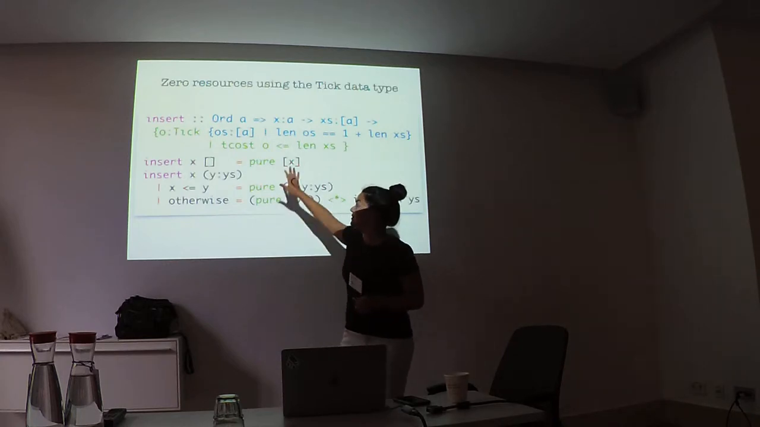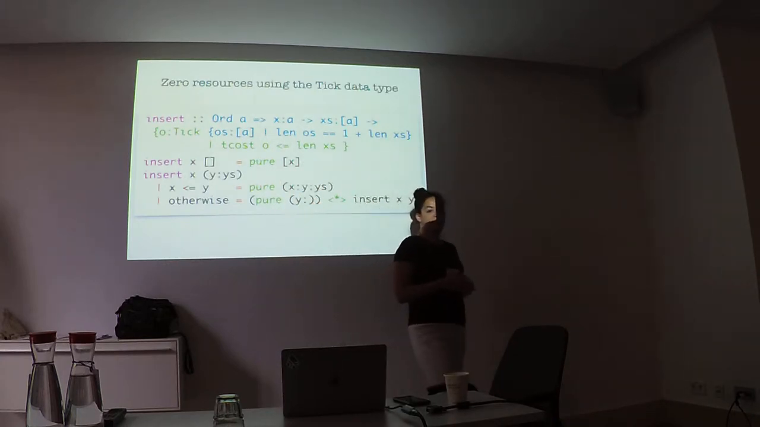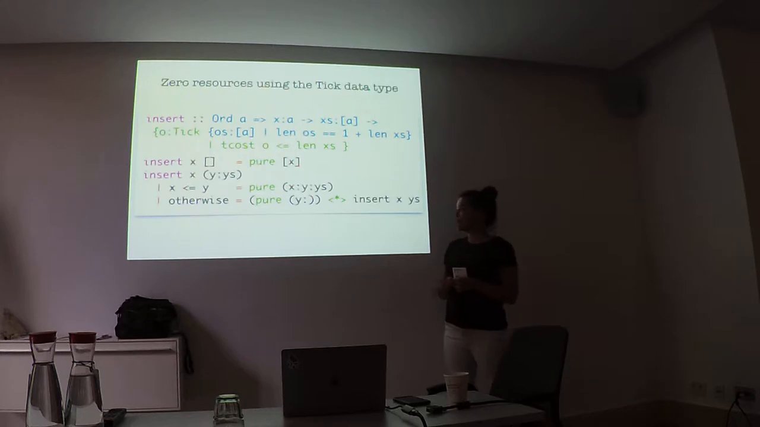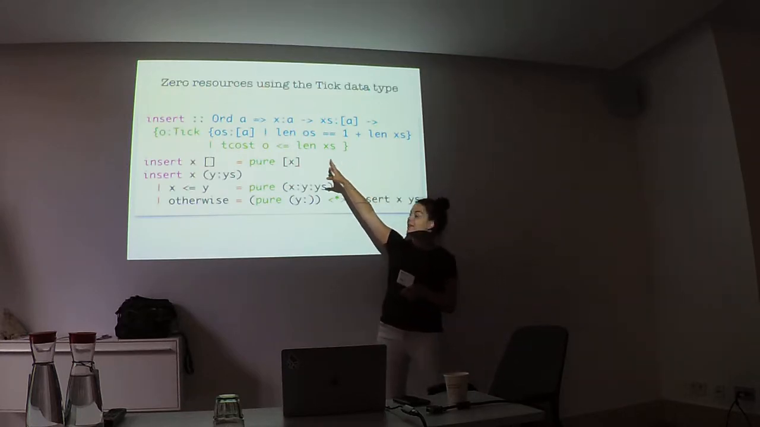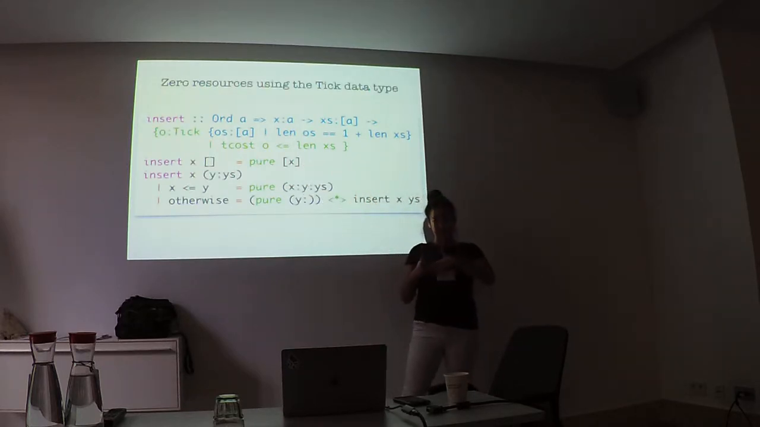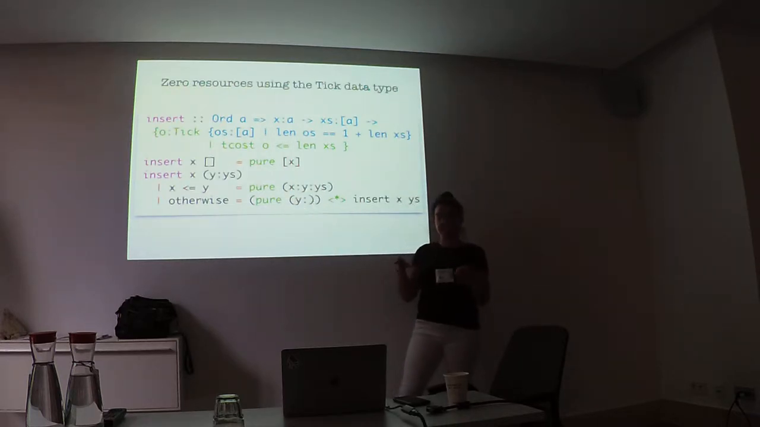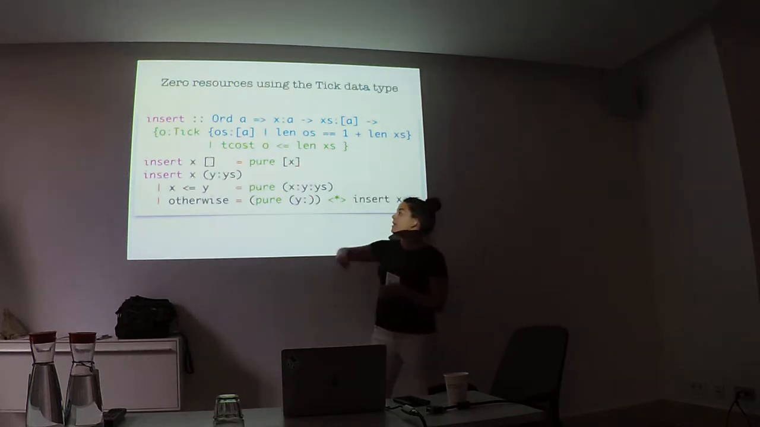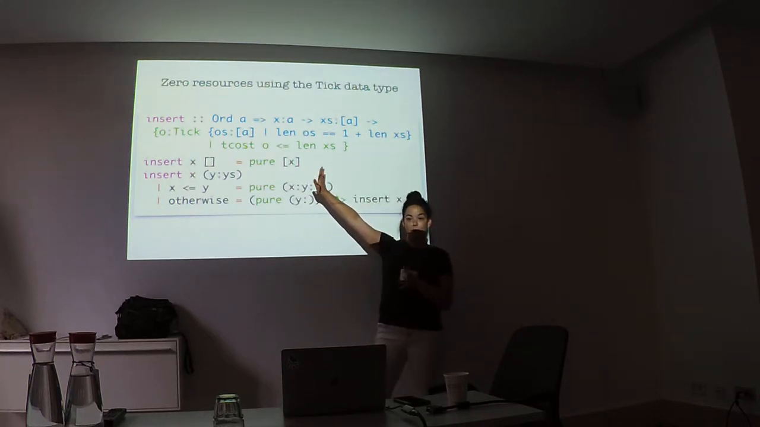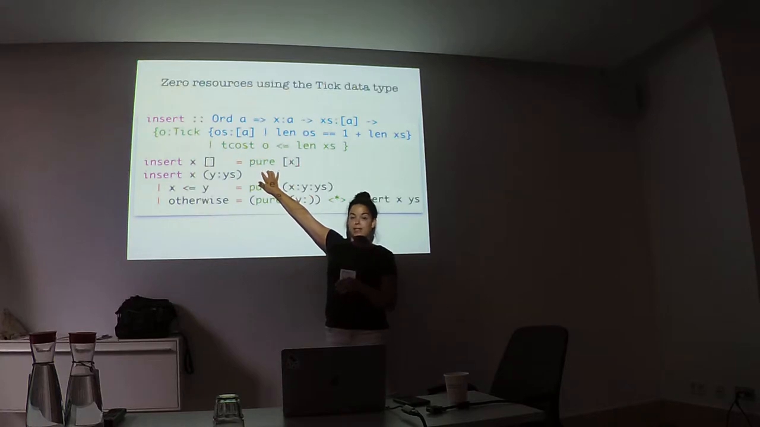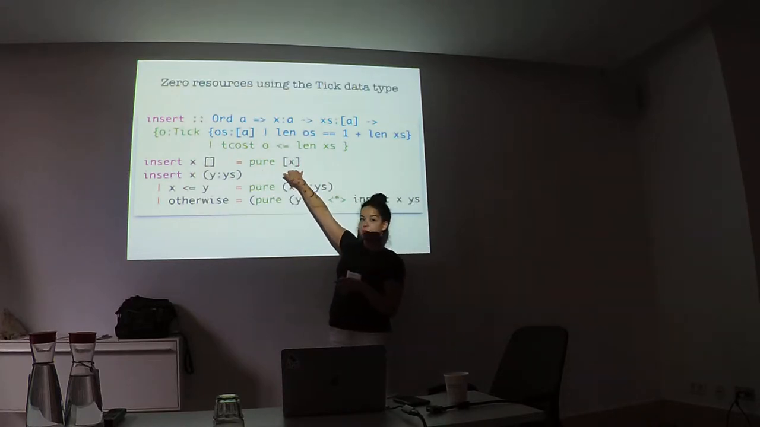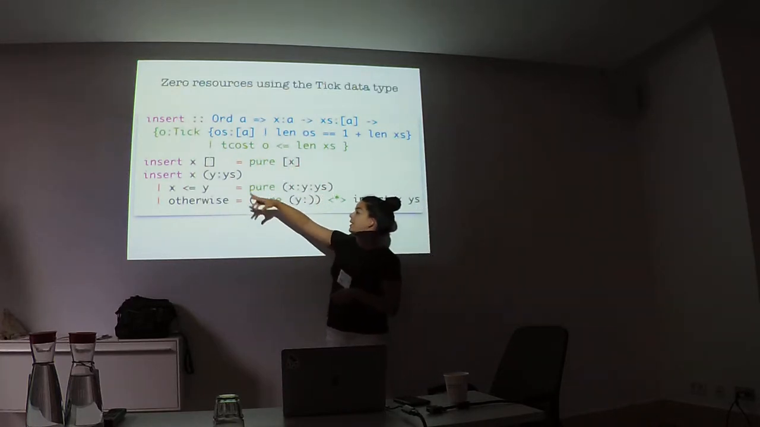I can go back to my insert function and make something that actually Haskell type checks. So I say that insert returns a ticked computation, and I am using pure and applicative methods to lift my result computation into the tick data type. So in my base case, I don't have any cost, so I use pure, and remember pure returns the value with zero cost.